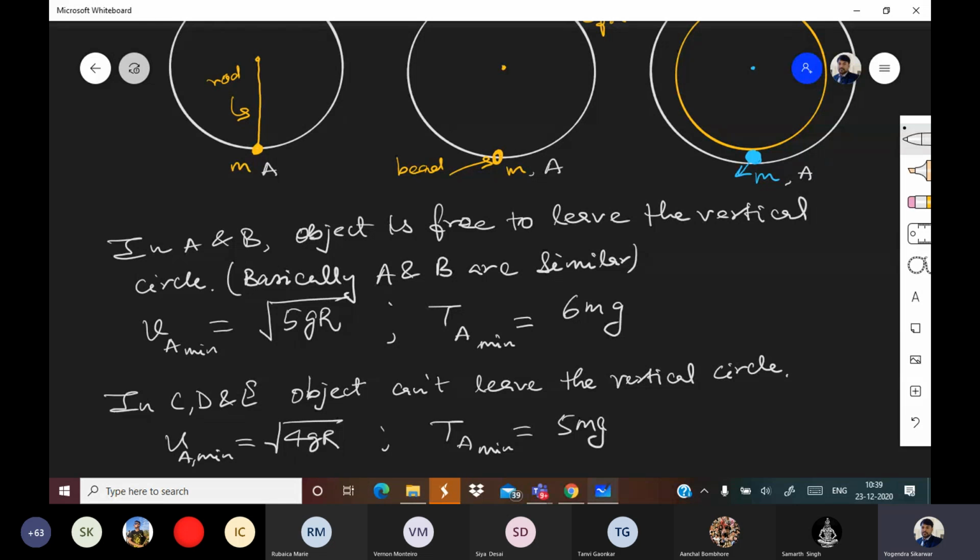Keep these things in your mind, everyone. Remember these values. The questions which you will be getting from these topics will be very easy and you'll be able to solve them very easily.